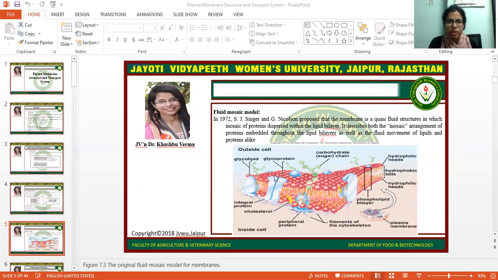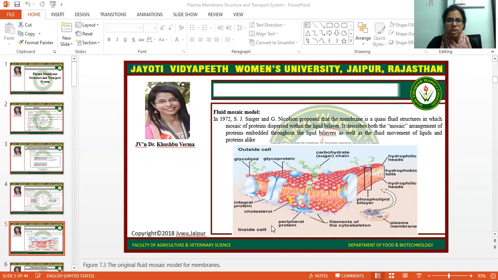And there are two types of proteins arranged in this theory. The first type of protein is the peripheral protein. They will not cross the lipid bilayer, they will only be arranged inside and outside of the cell. On the other hand, the second type is the integral protein or transmembrane protein. They will cross the lipid bilayer, and they are involved in the transportation.